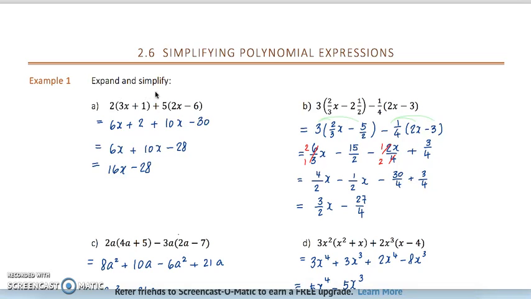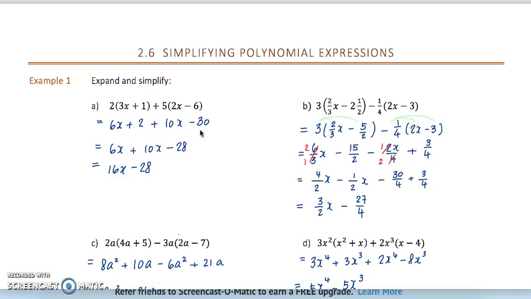Example 1, expand and simplify. Make sure that even when you are working with polynomial expressions, the order of operations, or BEDMAS, still applies. So I have 2 times 3x plus 1 plus 5 times 2x minus 6. First we multiply 2 by 3x, 6x, 2 by 1 is 2, plus you multiply again, 5 times 2x, 10x, 5 times negative 6, negative 30.